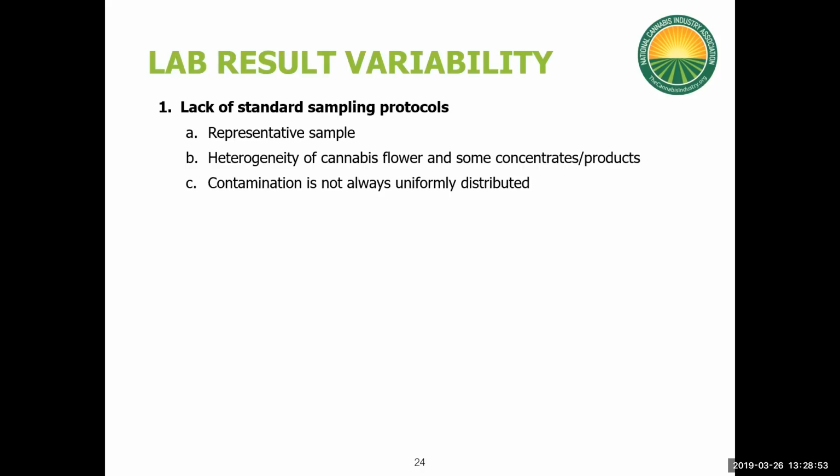For example, flower. From bud to bud, you're going to see a different cannabinoid content, especially from the top of the plant to the bottom of the plant. And even when you try to grind these buds together to make a homogeneous sample, it's difficult because trichomes, plant material, and stems will naturally want to separate. Also, contamination is not always uniformly distributed in a harvest or production batch.